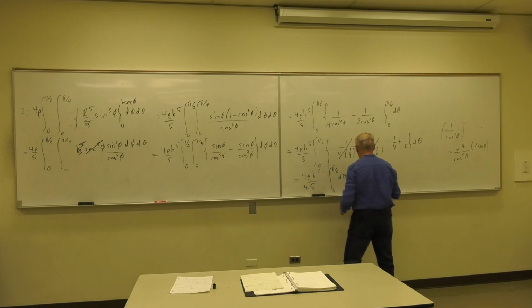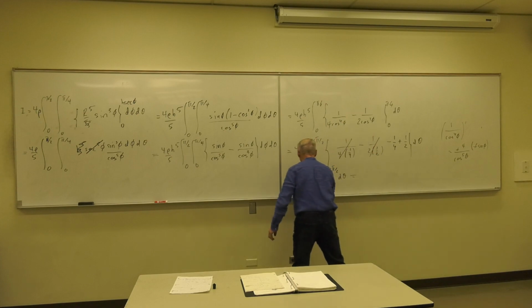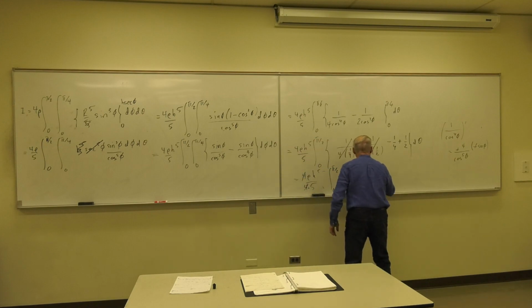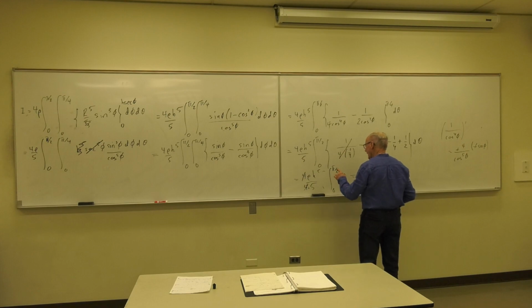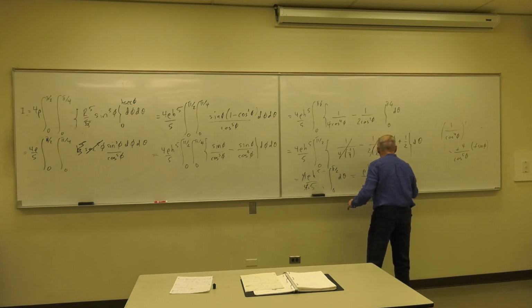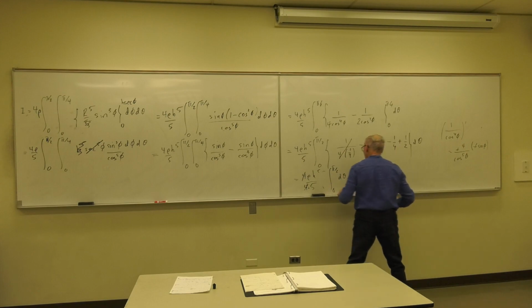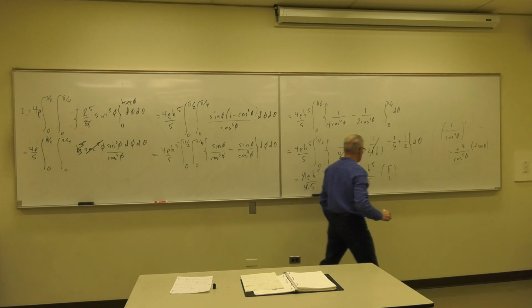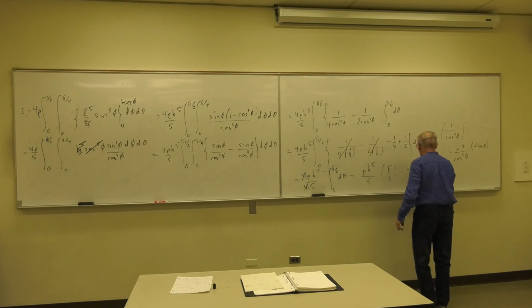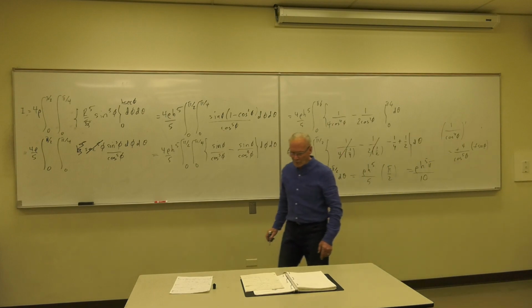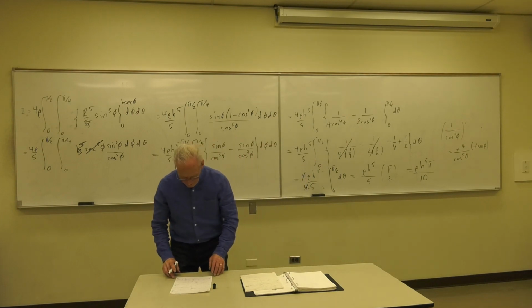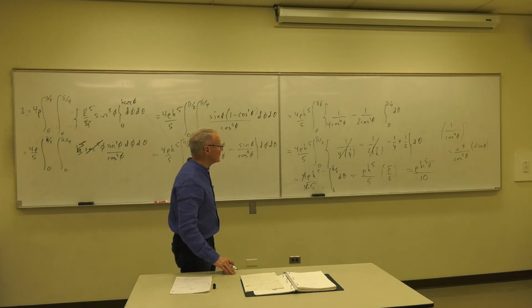And that's going to give me, then cancel the 4's, rho h to the fifth over 5. Integrate, pi over 2. Integrate, get 1 and plug it in. So there's the answer: rho h to the fifth pi over 10.